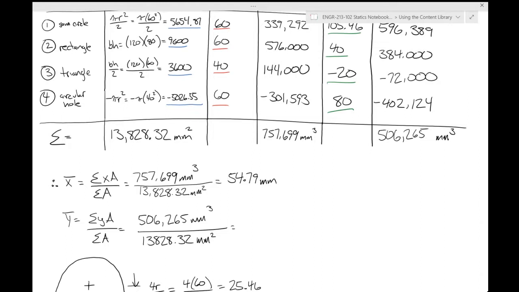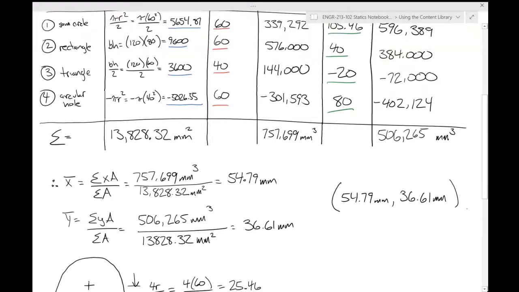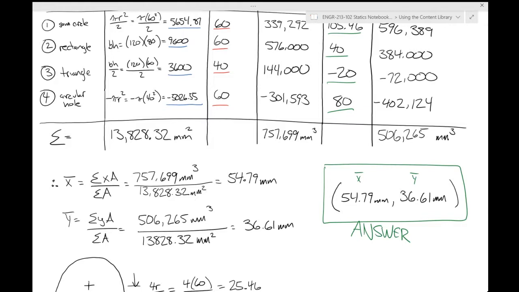I'm getting 36.61 millimeters. And so what are the coordinates of the centroid? 54.79, comma, 36.61. So that's X bar, that's Y bar. And so that would be the point at which, if I printed this thing off using a 3D printer and balanced it on the head of a pin, it would be balanced.